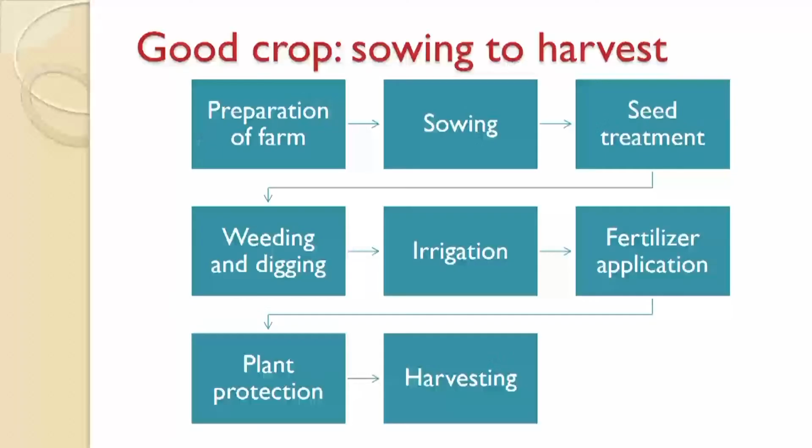So now let's find out what are the procedures to harvest a good crop. It may be from the sowing and also to the harvesting. So our first stage comes the preparation of farm, then comes sowing, then comes seed treatment, then comes the weeding as well as digging, then comes irrigation, then fertilizer application, then plant protection, and last it is the harvesting. So our first stage is preparation of farm.